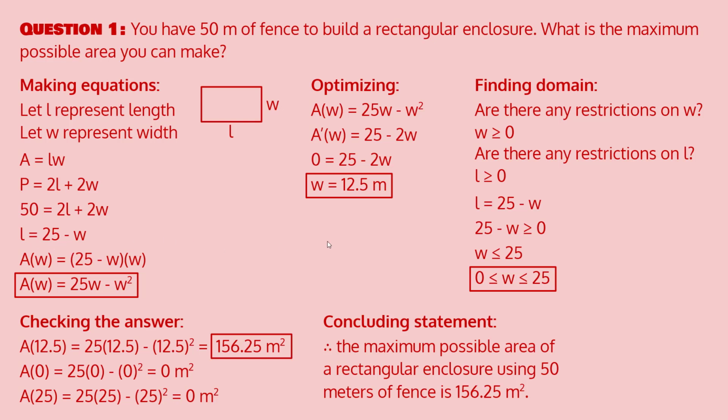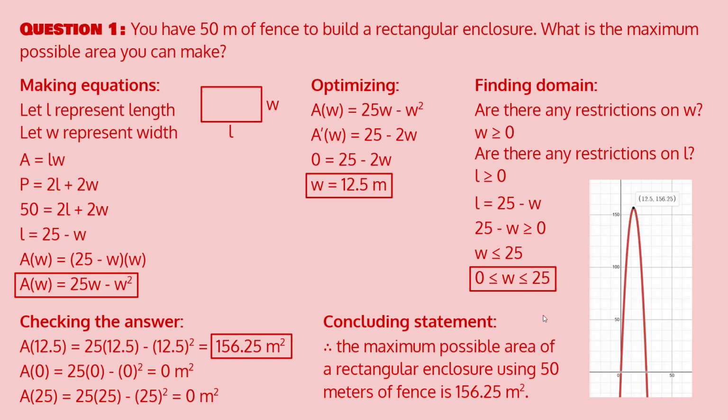And here, just for interest, I've graphed the area function. Notice that when the width is 12.5, that corresponds to the maximum area, and the area will decrease on either side of that until we reach those endpoints of the domain, so 0 and 25. If you were to go outside of the domain, it would represent a negative area, because in that case either the width or the length would be negative. So that's why those parts are not included within the domain.